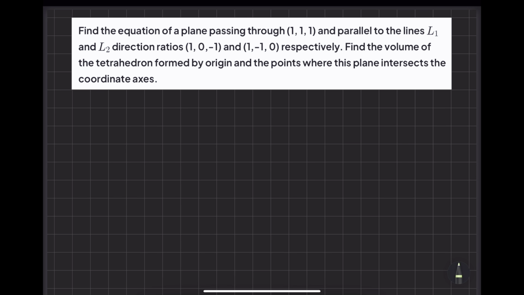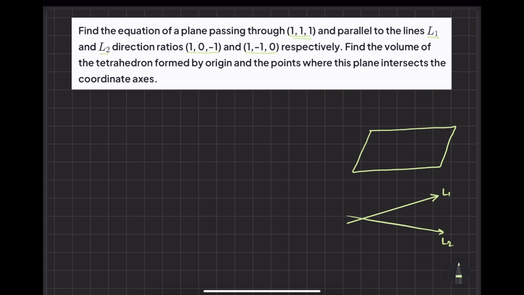So, we got a wholesome new problem which says: find the equation of the plane passing through the point this. So, the plane should pass through the point this. Great. And parallel to the lines L1 and L2 with direction ratios this and this respectively. So, suppose that these are your lines. This is line 1. This is your line 2. Now you have to write down the equation of the plane that is parallel to the lines L1 and L2.